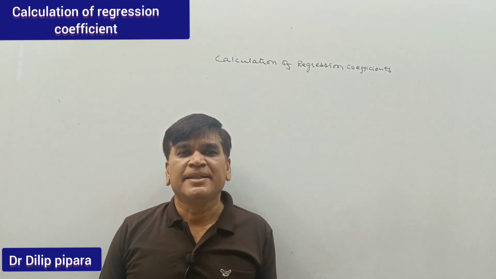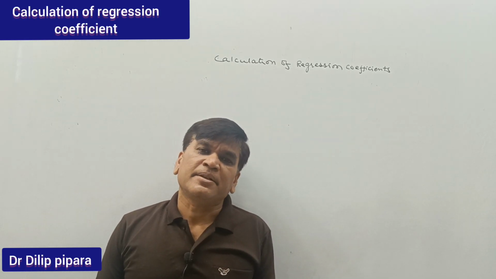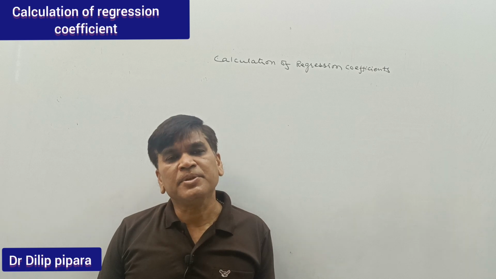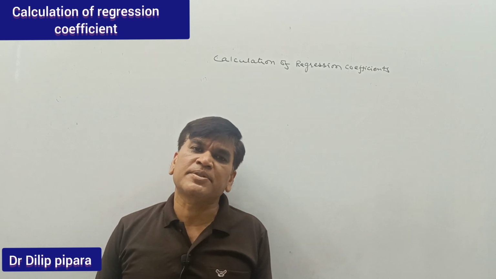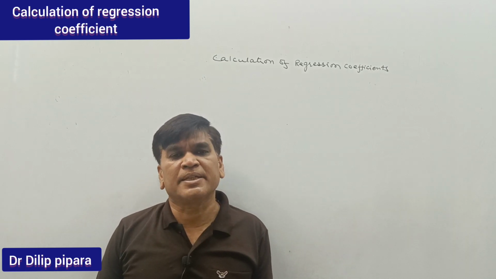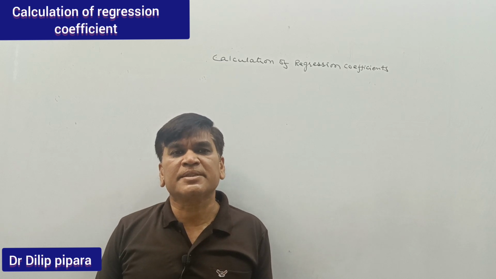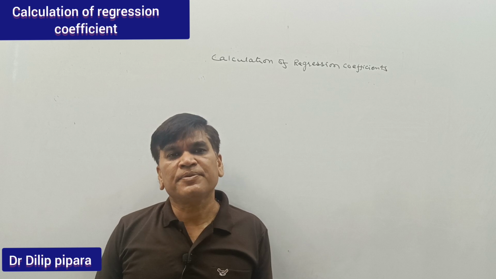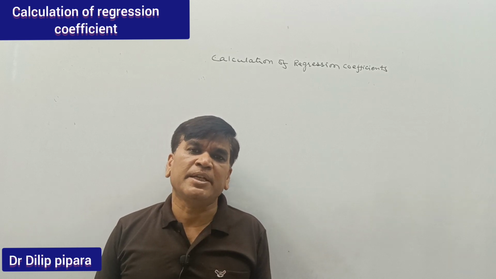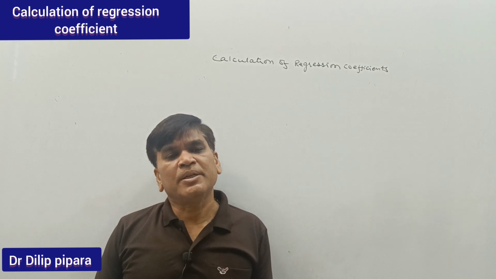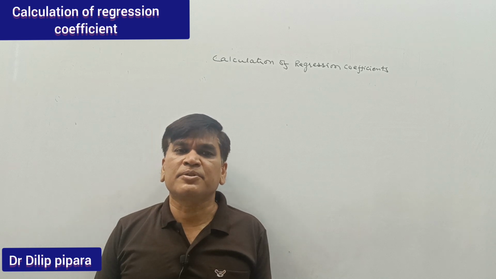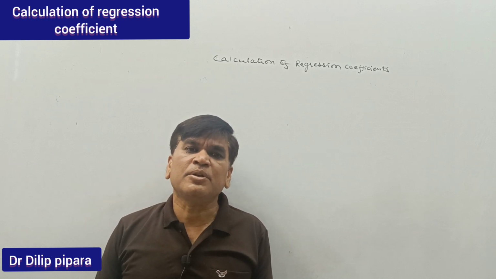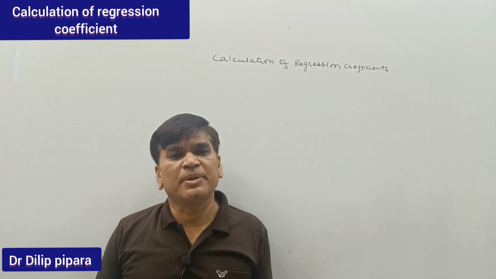Welcome once again. In the regression chapter, we have discussed there are two regression lines. First one is x on y and second one is y on x. Later we have also discussed there are two regression coefficients, denoted by bxy and byx. To calculate the correlation, we take the square root of the product of bxy and byx.